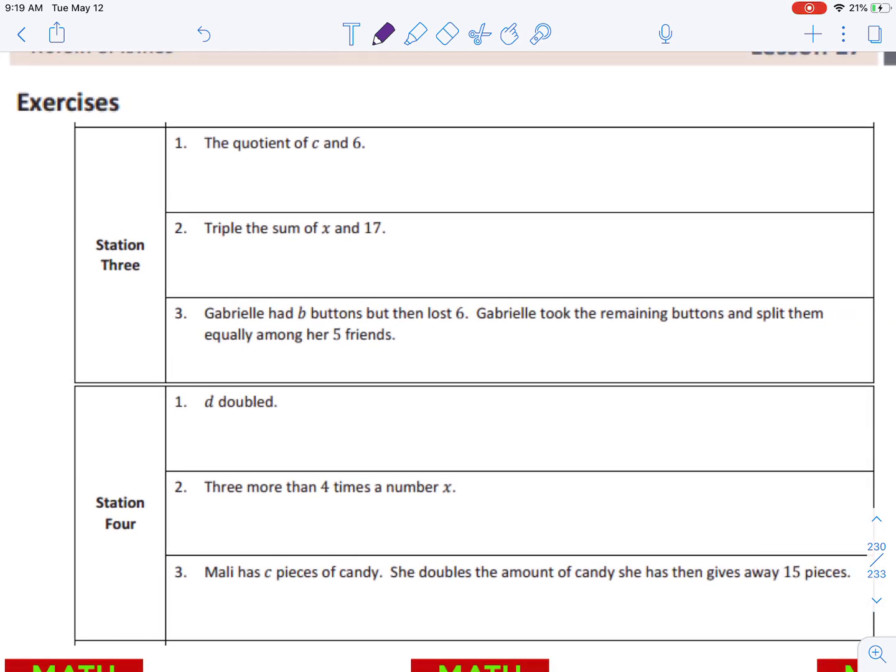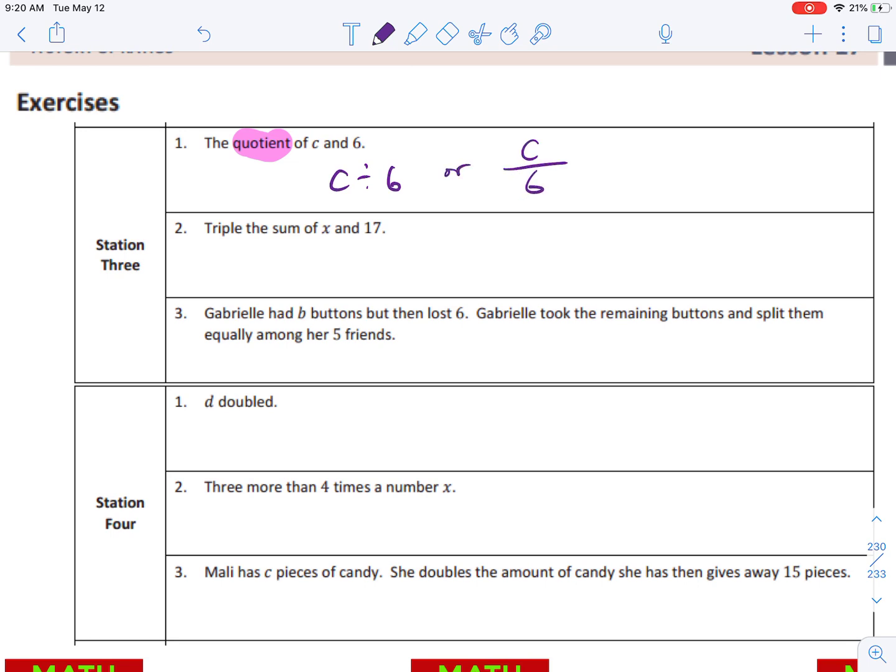Okay, station 3. The quotient of C and 6. The key word here is quotient. Quotient means the answer to a division problem. So all we're doing is C divided by 6 or C over 6.